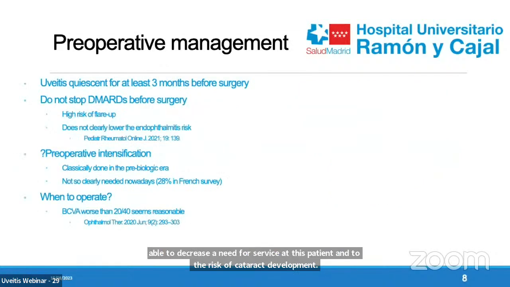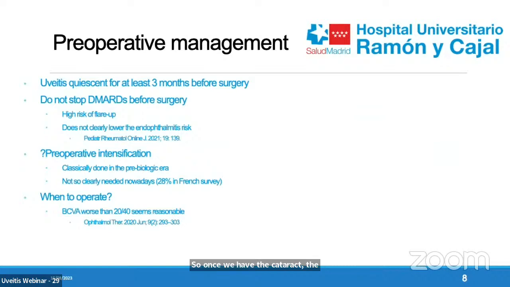So once we have the cataract already there, the first question is, when do we operate? Do all patients need to be operated? Well, I think in my case, and it is also the opinion of other specialists, we tend to operate when the visual acuity goes worse than 20/40. Seems a reasonable cut point.